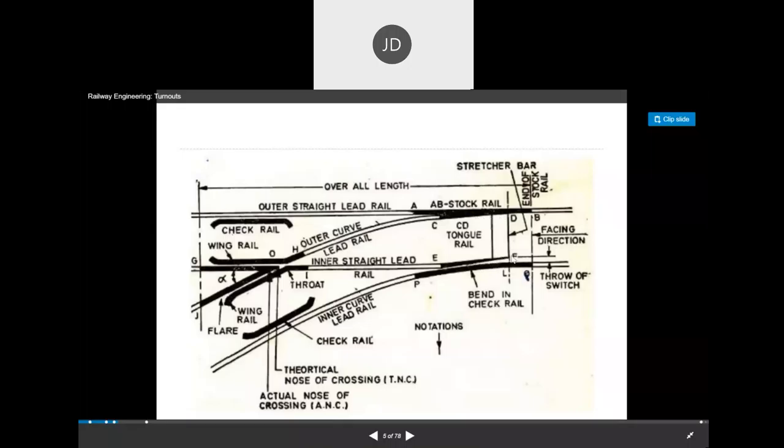This you can say the pointed rail is there, no? This point rail, or tongue rail basically, is also known as tongue rail. This is a tongue rail, and to connect the tongue rails together, a stretcher bar is used to connect both.